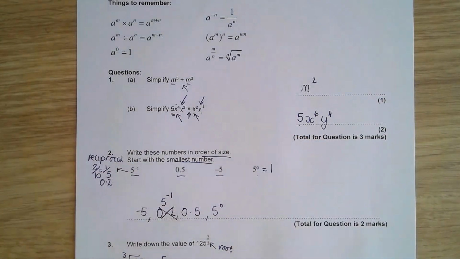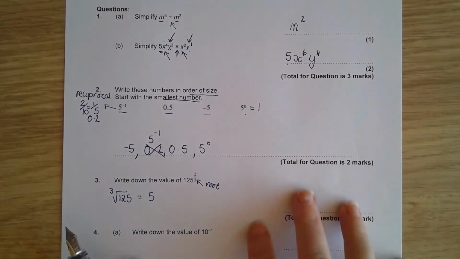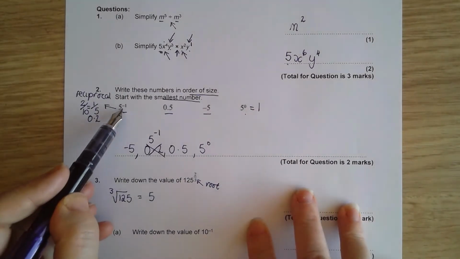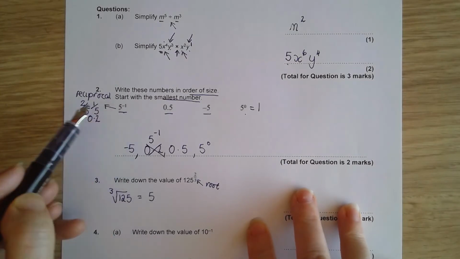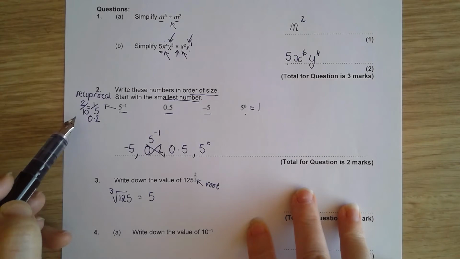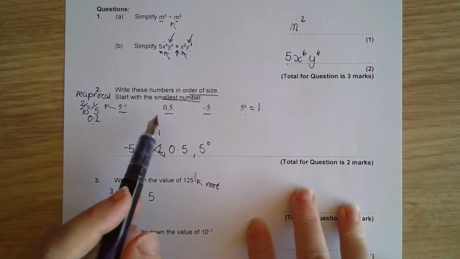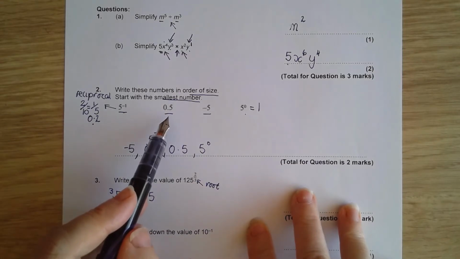Question 2 asks us to put them in order of size, starting with the smallest. Whenever you have a negative power, it means the reciprocal. So the reciprocal is the inverse. So I've written this answer as a decimal because I can see the next number is a decimal and I want to make sure they are the same format so I can compare them.